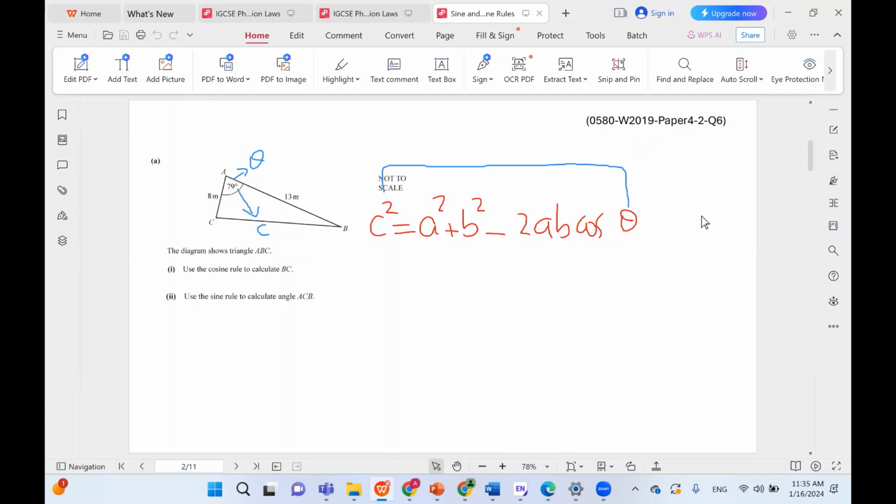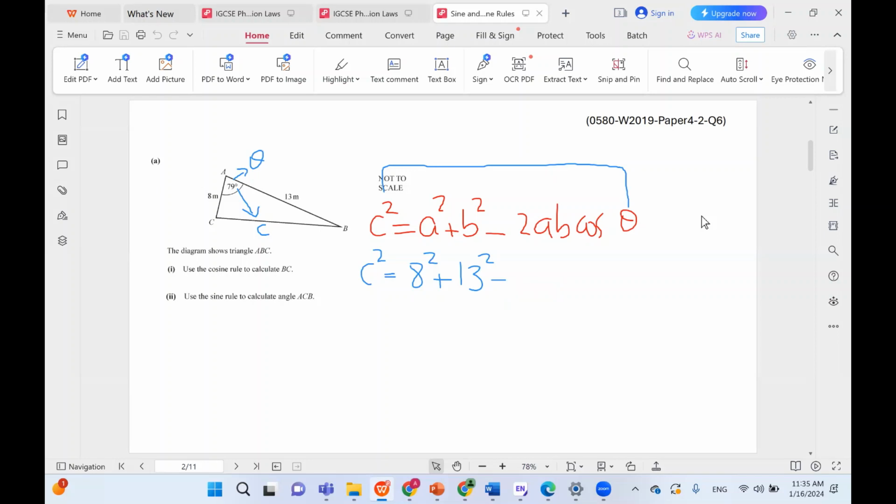It has nothing to do with the letters of the triangle. The triangle could have been MNP, for example. So you just have to figure out where to put the letter c in the rule, and it has to be opposite to the given angle. So now that we've confirmed this, let's figure out the equation. So c squared equals a squared plus b squared, where a and b are the other two sides, and they're given in the problem. So 8 squared plus 13 squared minus.